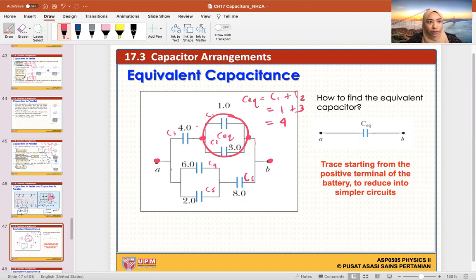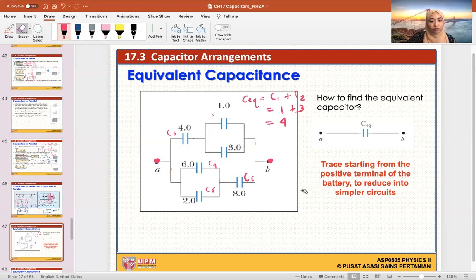So let's call these points X and Z. So the C equivalent between X and Z is 4. That is your first one.